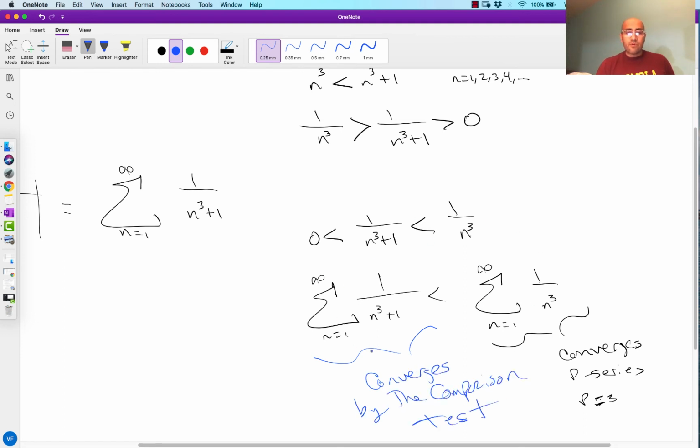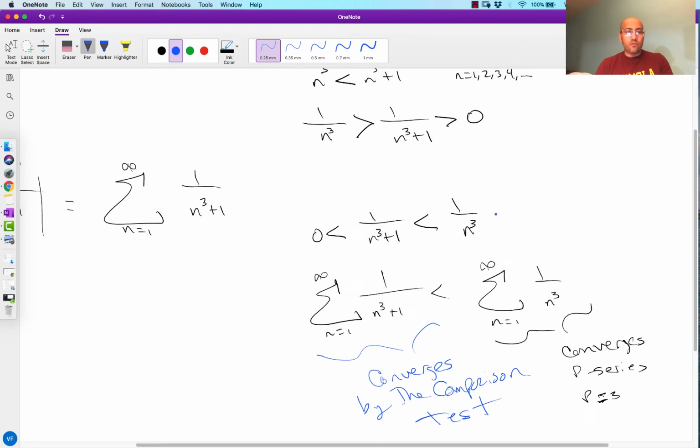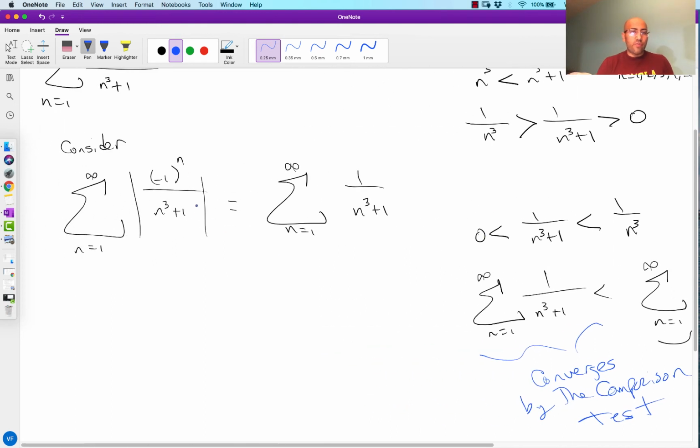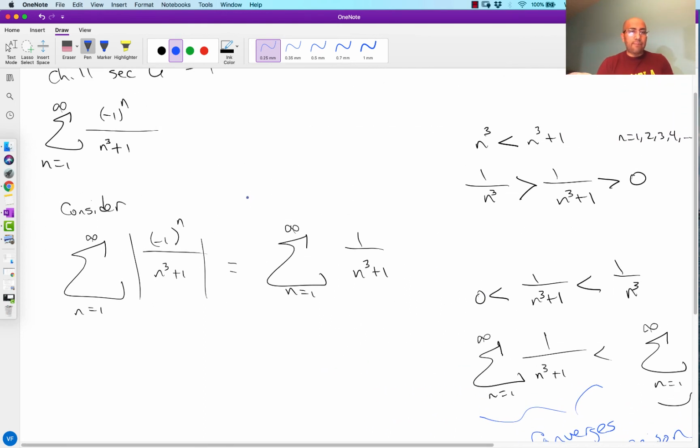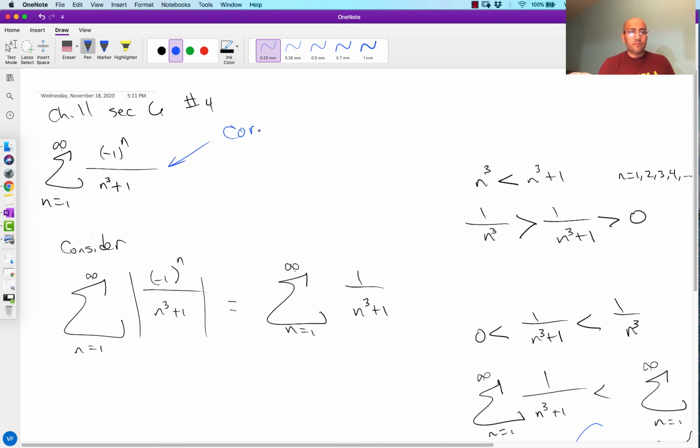So because we were able to show that this converges by the comparison test, then we can go back to our original, right? And we were able to show that this converges absolutely. So it is absolutely convergent.